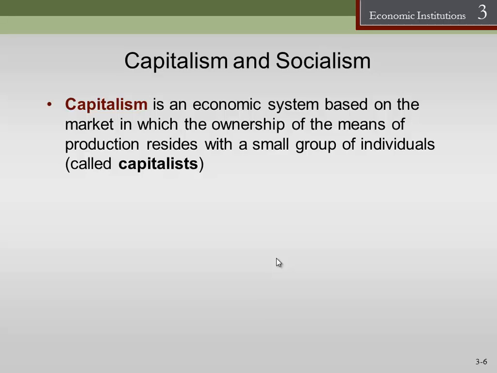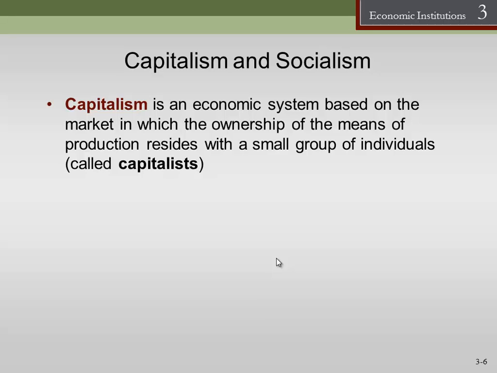Capitalism. So this is the first ism. This is the one we're most familiar with because we basically live in a fairly close to capitalist society. Capitalism is an economic system based on a market in which ownership of the means of production resides with a small group of individuals called capitalists. And we have to define what we call a small group of individuals.